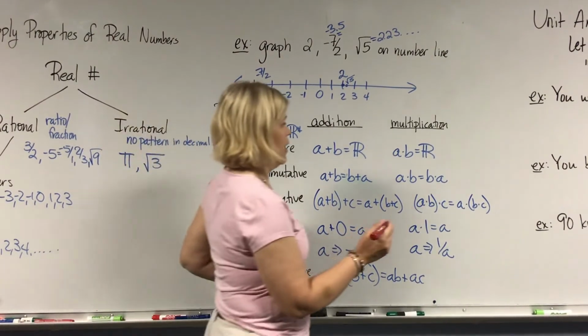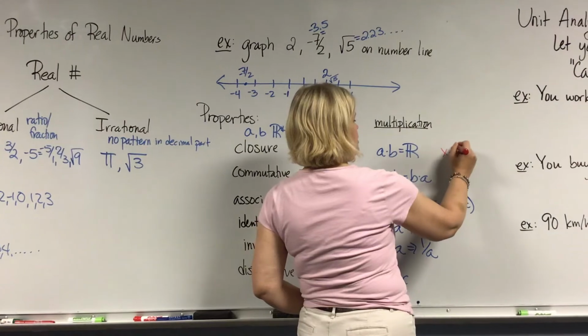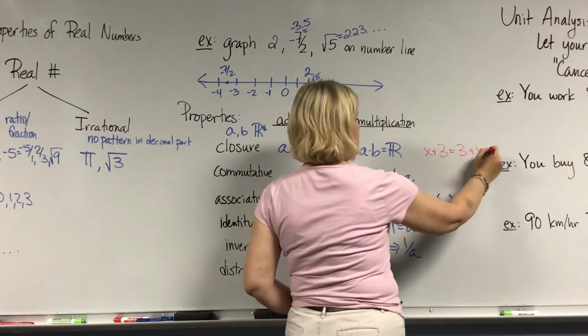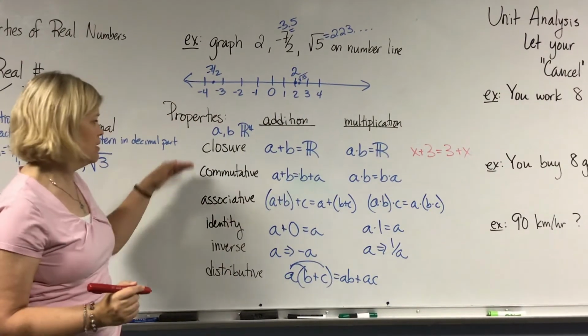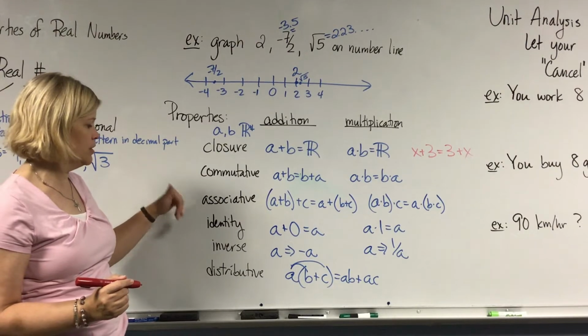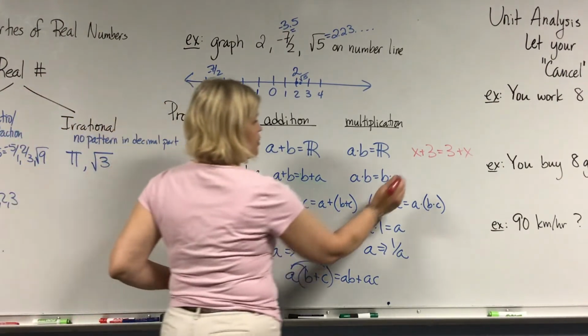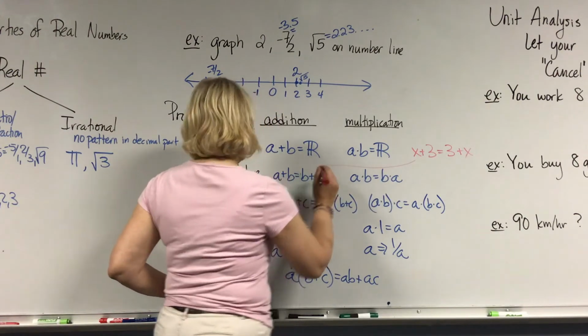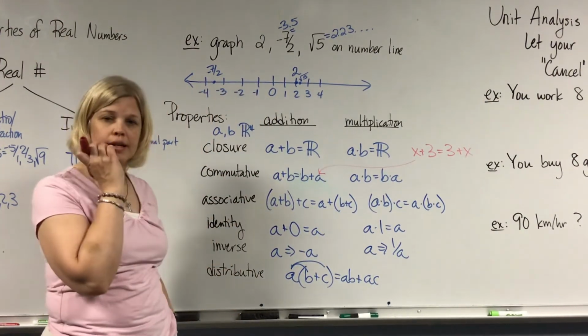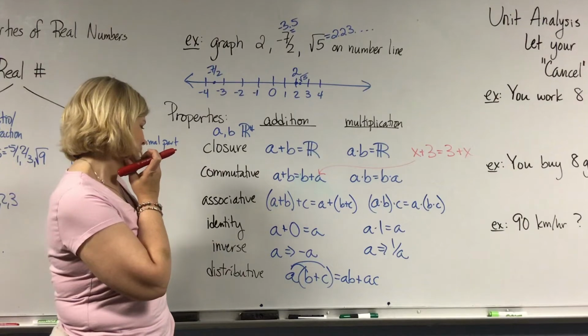I'm going to say x plus 3 equals 3 plus x. Which one is that? Closure, commutative, associative, identity, inverse, or distributive? Hopefully you can pick out, oh yeah, that's this one, commutative for addition.